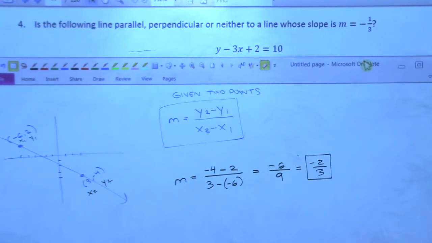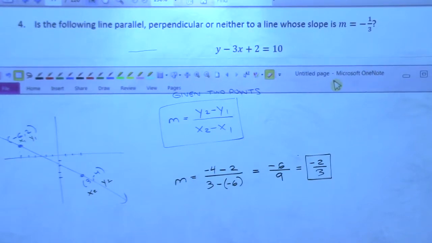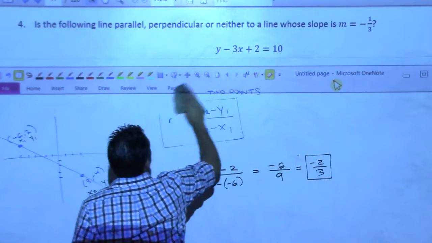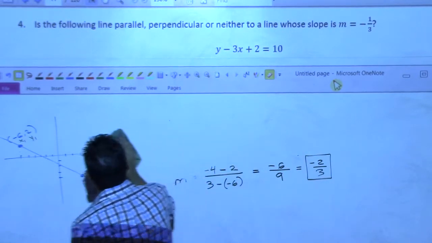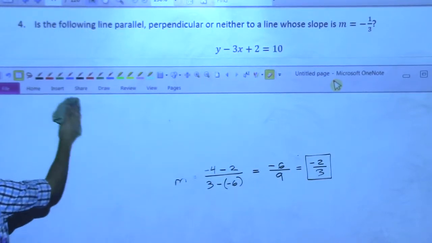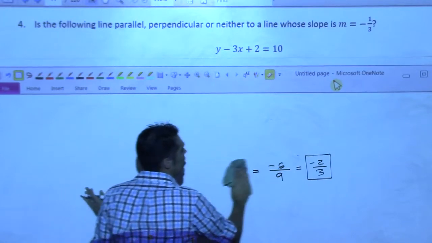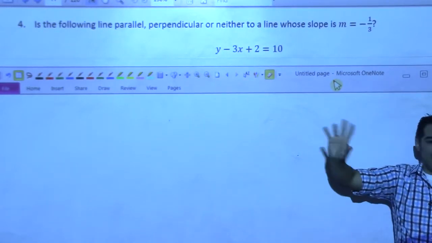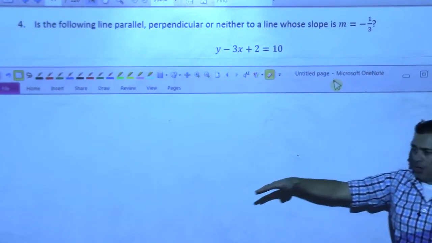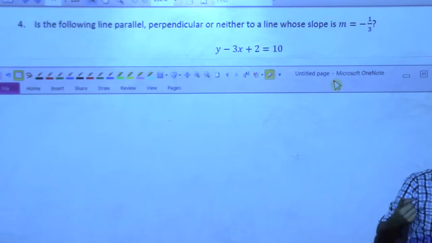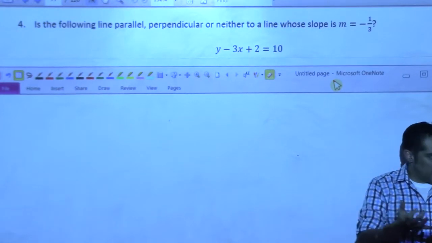Okay, let's look at this one. This is a little different. Is this line parallel, perpendicular, or neither to a line whose slope is negative 1/3? So they're telling you, hey, look, we've got some line out there that has a slope of negative 1/3. Does this line have the same slope, negative reciprocal, or neither? Is it parallel, perpendicular, or neither?